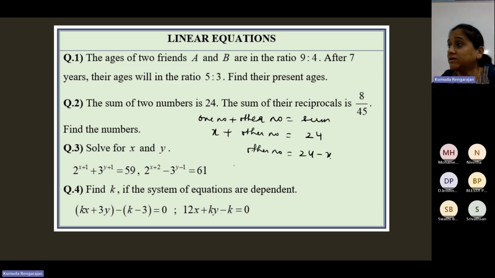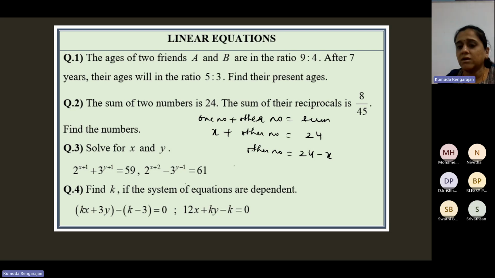Yeah, what did you say? You said x minus 24. Yeah. So when you write the equation in words, you cannot go wrong. But I'm saying you take two variables x and y. Let the two numbers be x and y. So x plus y is equal to 24. And then what will be the sum of their reciprocals? How do you write that?